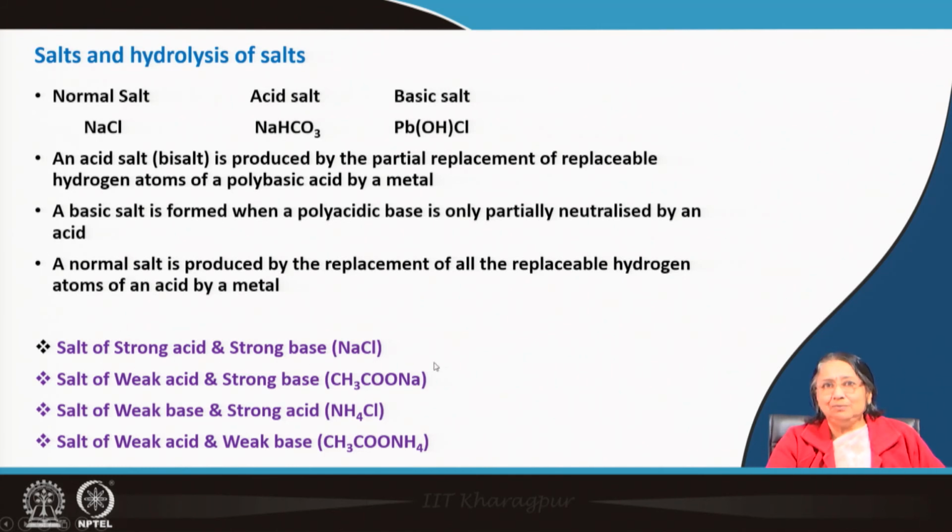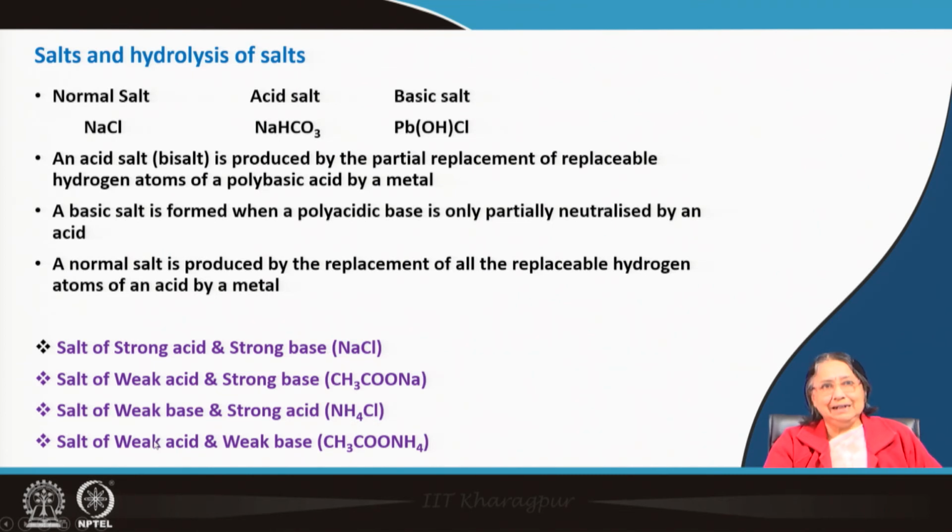Now, there are salts like sodium acetate, which is produced from acetic acid, a weak acid, and sodium hydroxide, a strong base. Another type is ammonium chloride, which is produced from a weak base, ammonium hydroxide, and a strong acid, HCl.